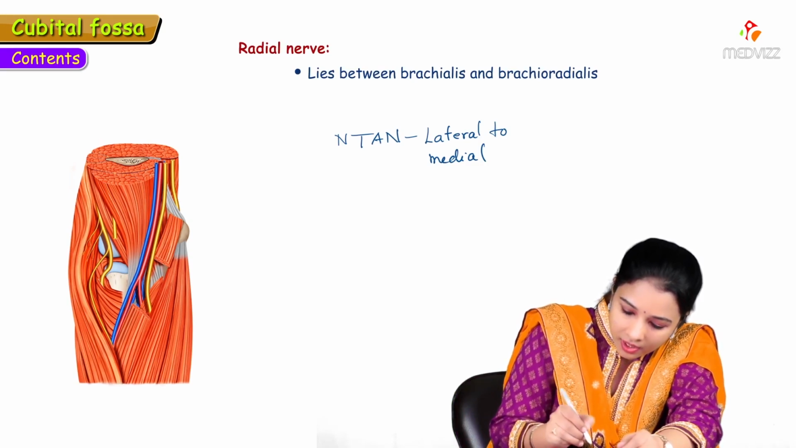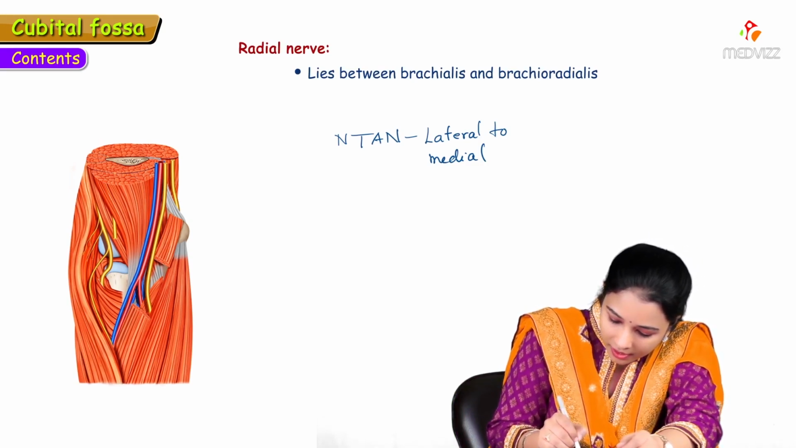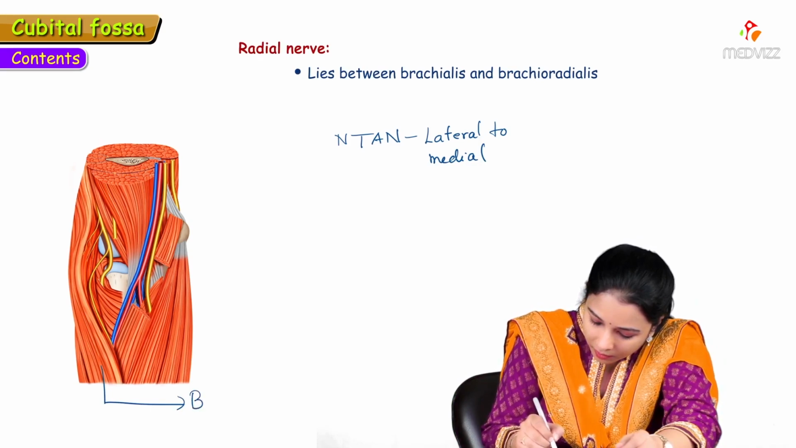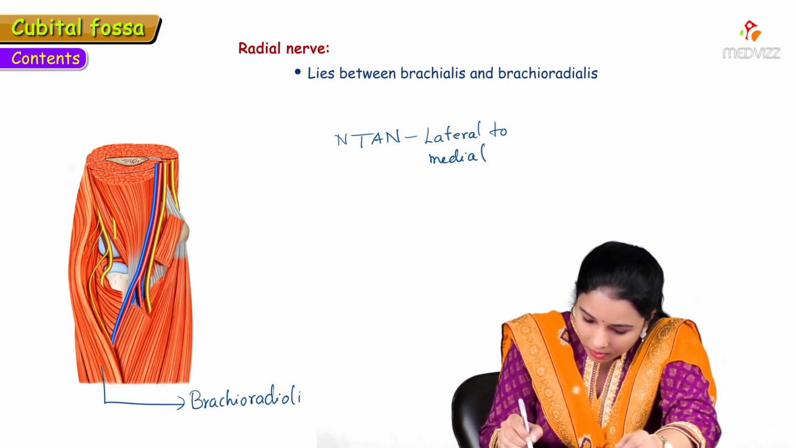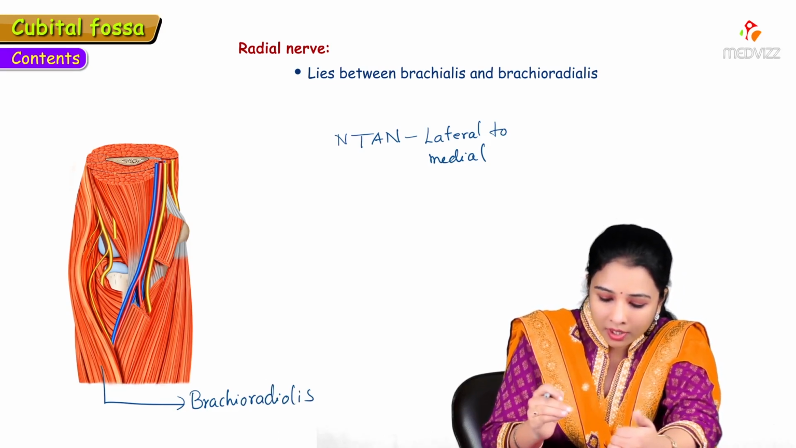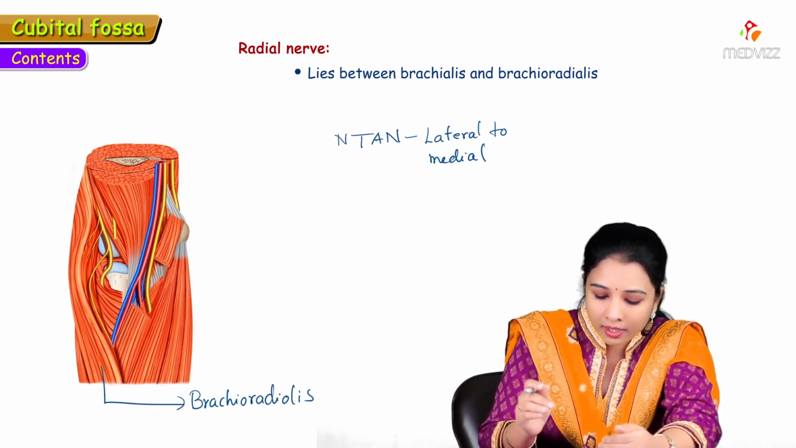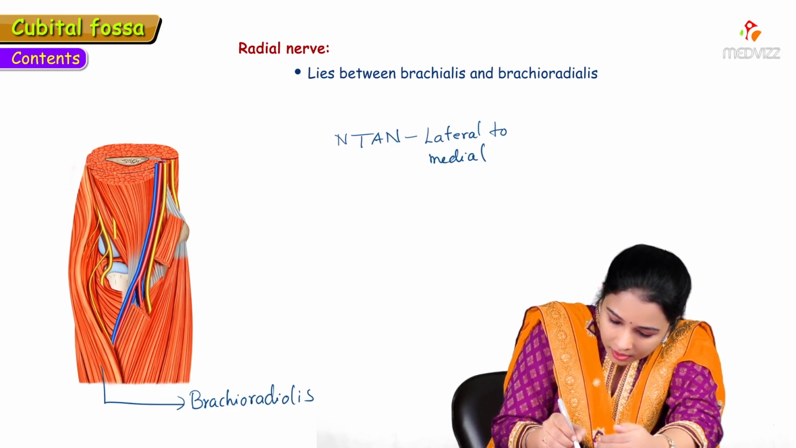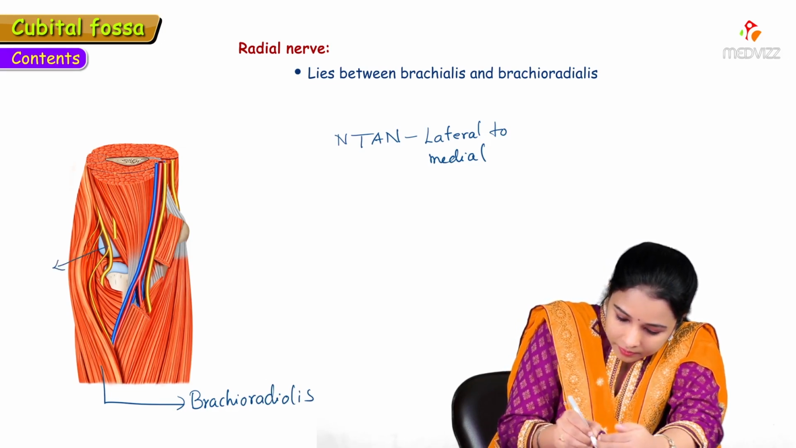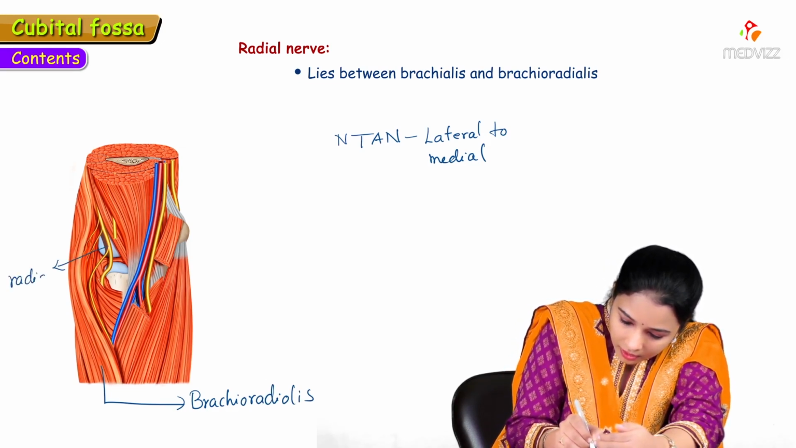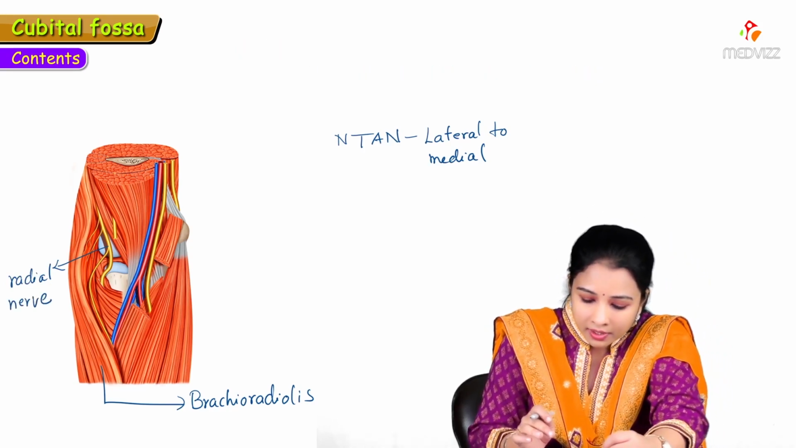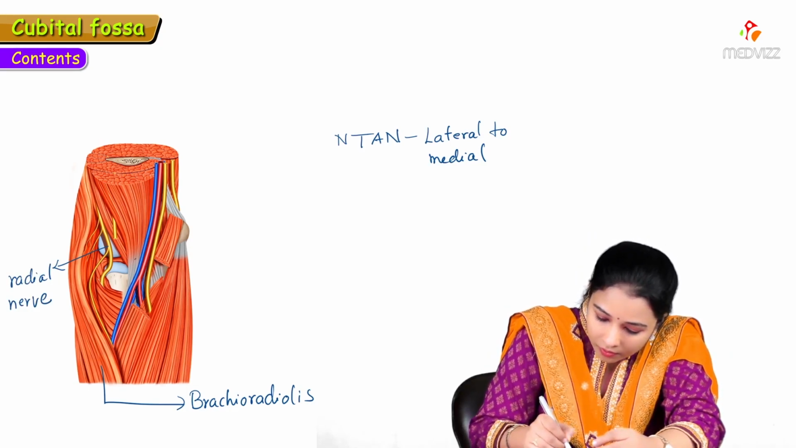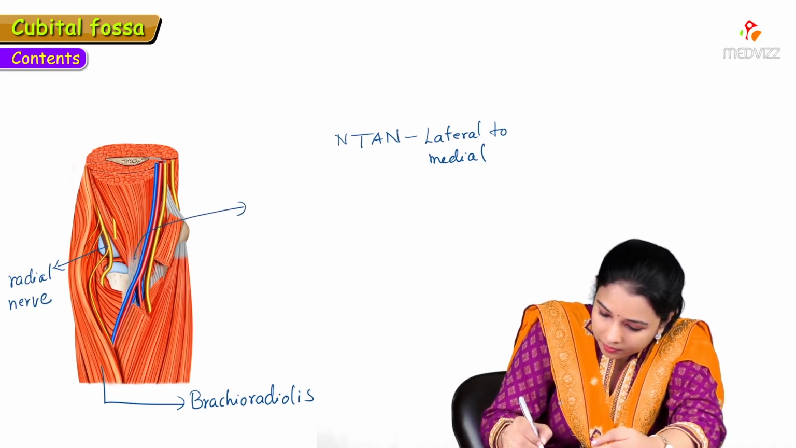So we can see this is brachioradialis muscle. I will write again in this picture for your better understanding. And if you lift the brachioradialis, it is supplied by the radial nerve. So we can see the radial nerve here, which is the lateral most content. Next to the radial nerve, T is for the tendon. So this is the tendon of biceps.